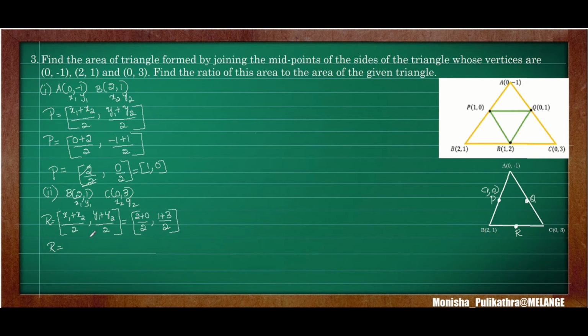So R is equal to 2 plus 0 is 2 itself, so 2 by 2, and 1 plus 3 is 4 by 2. So here 2 ones are 2, here 2 twos are 4. So the value of R is 1 comma 2. So this is the value of R. Next we need to find out the value of Q. That is the third section.